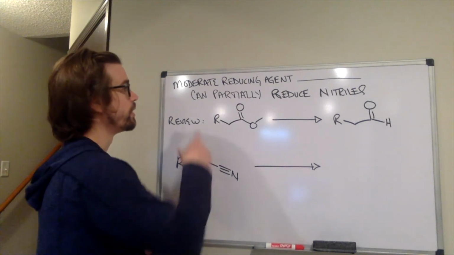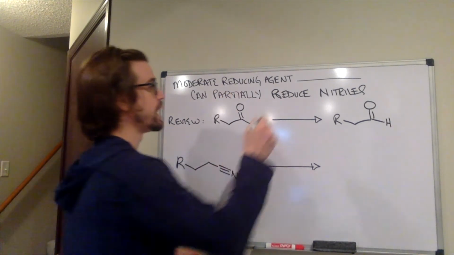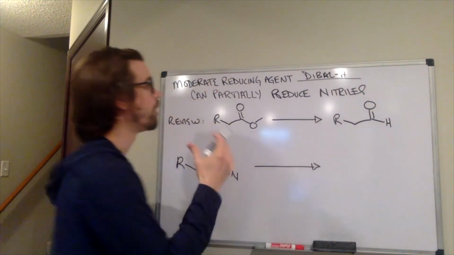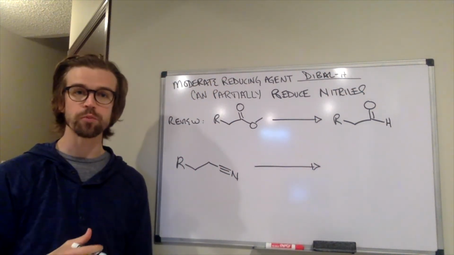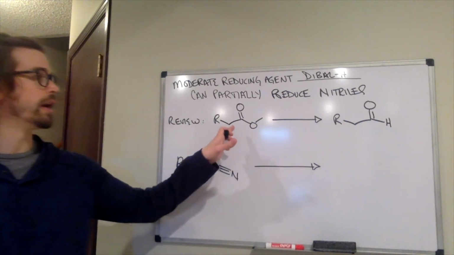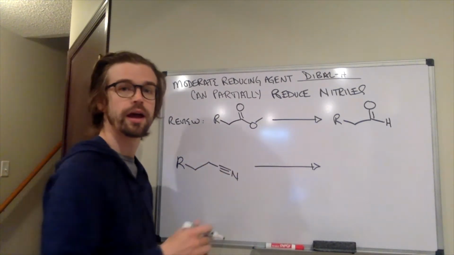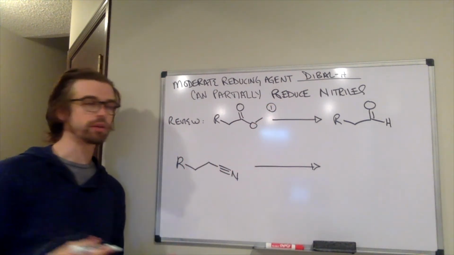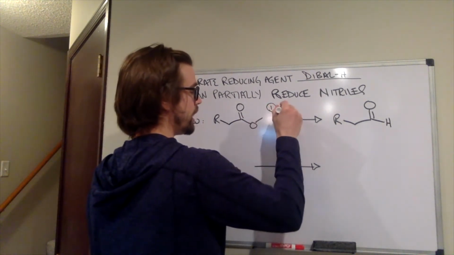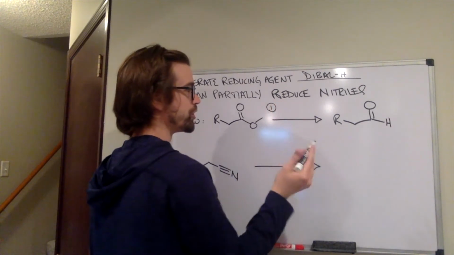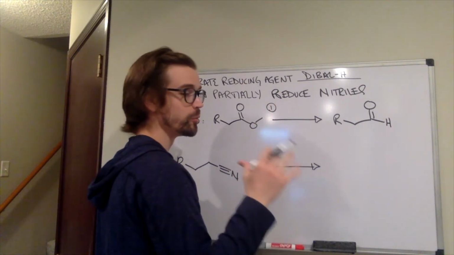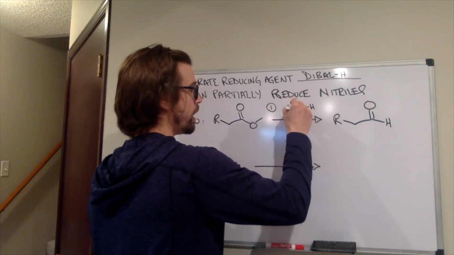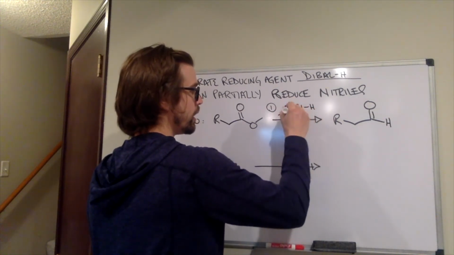DIBAL-H. And the moderate reducing agent DIBAL-H, it turns out, can partially reduce nitriles in the same way that it partially reduced esters to the aldehyde. So if you recall, in chapter 20, we learned that if we treat an ester with DIBAL-H, which again is diisobutyl aluminum hydride. So that's an aluminum with a hydrogen, and then two of these isobutyl groups.